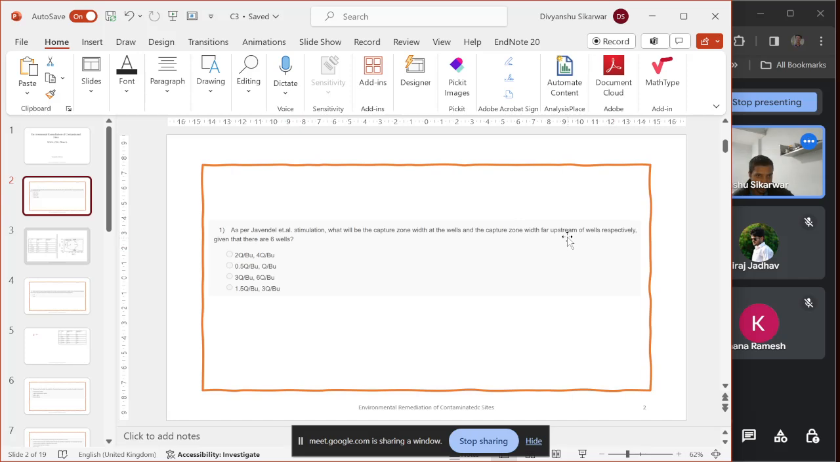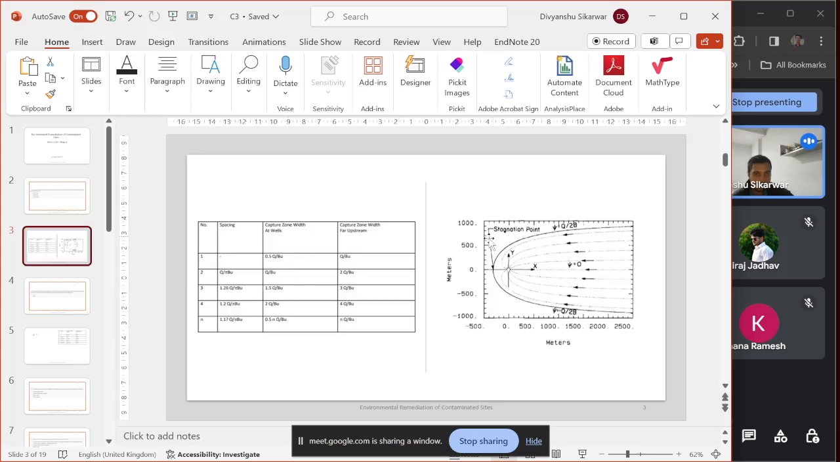So it's asking for the width upstream of the well as well as downstream. So both widths we have to provide. You might have seen this diagram.